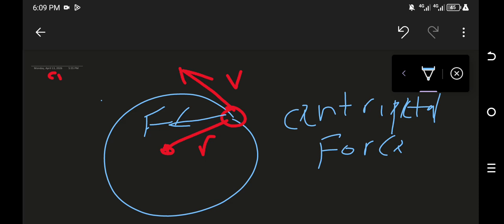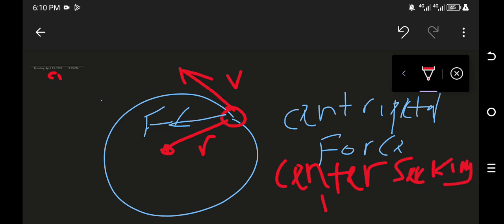Centripetal force is the one which pulls the object toward the center, and it makes a 90 degree angle with the velocity so that it causes the object to move in a circular motion. That's why an object doesn't fly off, because there's something pulling it toward the center. So the centripetal force is also called the center seeking force, because it pulls the object toward the center.